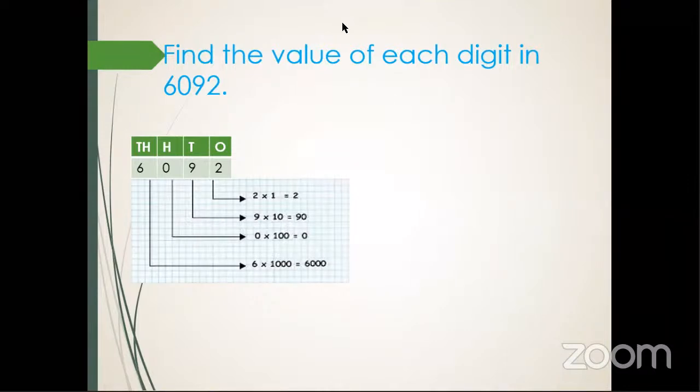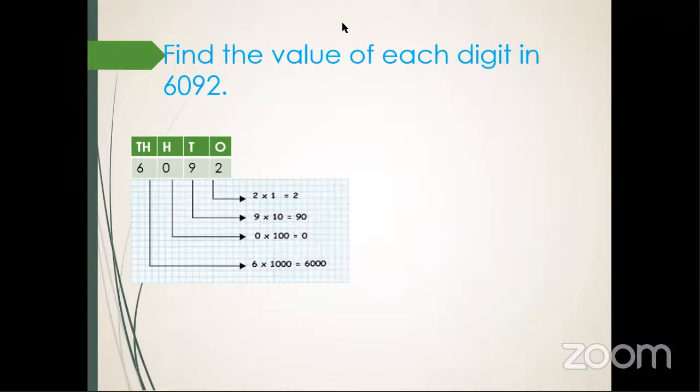What is a place value? That's a very good question. When they talk about place value, they want the name of the position of that number, where that number has been put. That is its place value, the name of that place.